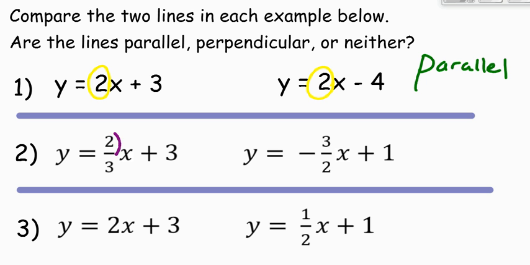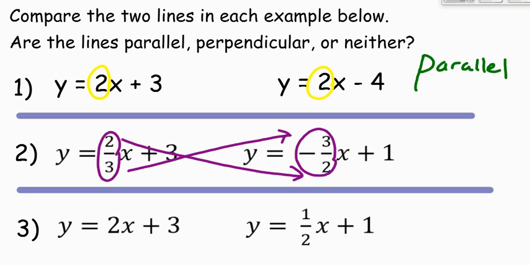So let's take a look at the slopes here. We've got 2/3 and -3/2. So the slopes, the fraction has definitely been flipped, and it is negative, so they are perpendicular. I'm just going to write the little symbol that we learned yesterday, perpendicular. I could have written the parallel symbol up here also.